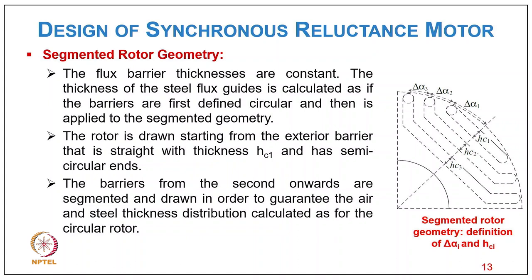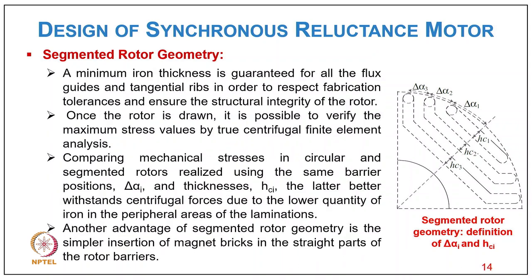The rotor is drawn starting from the exterior barrier that is straight with the thickness HS1 and has semicircular ends, and the barriers from the second onwards are segmented and drawn in order to guarantee the air and the steel thickness distribution calculated as for the circular rotor. So, a minimum iron thickness is guaranteed for all the flux guides and the tangential ribs in order to respect the fabrication tolerances and ensure the structural integrity of the rotor.